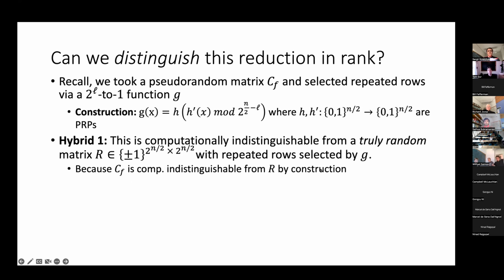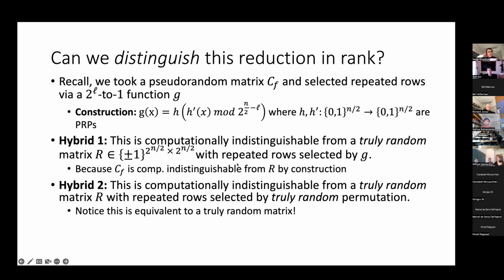And then what's complicated to show is that everything works even when you compose things, even when you think about repeating the rows of this construction. Then the second hybrid shows that this new matrix, the one that we talked about in hybrid 1, is computationally indistinguishable from a truly random matrix R whose repeated rows are selected by a truly random permutation, right?